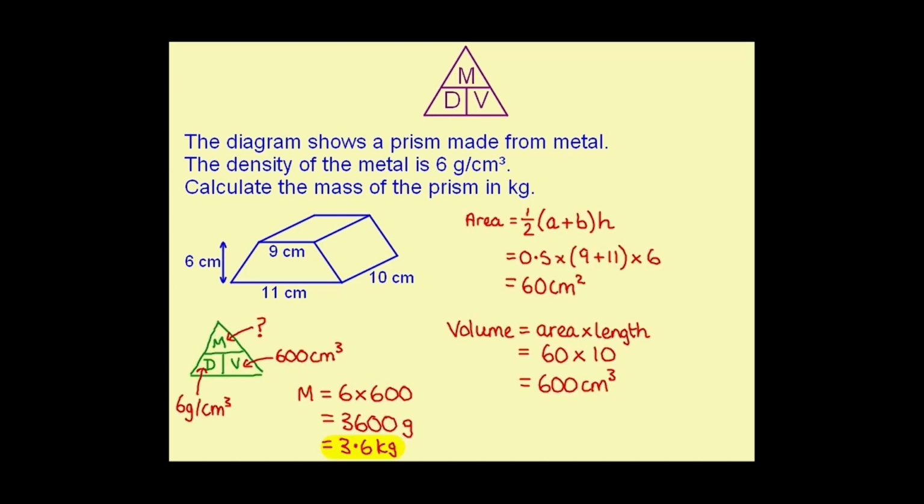So you should have started by finding the area of this trapezium here. You should have got this. You then need to multiply this by this length here to find the volume of the whole prism, and that's this. Now we know that the density is 6 grams per centimetre cubed, and we know that the volume is 600 centimetres cubed, so we can multiply these together to get the mass. Our answer is in grams, but the question asks for kilograms, so remember to divide by 1,000. This is the final answer.